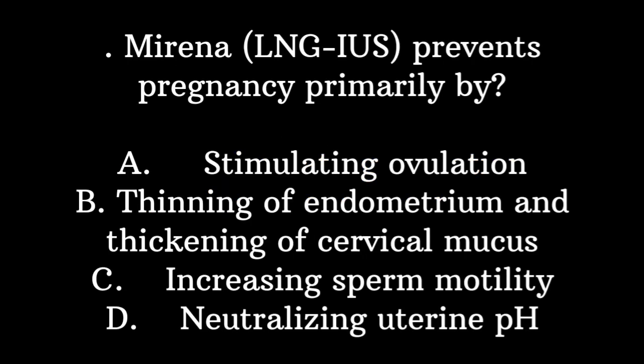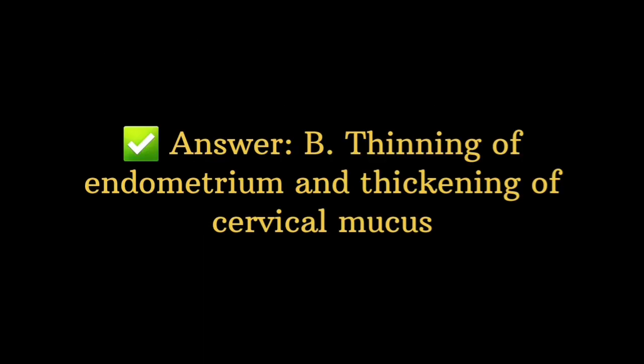Question: Mirena prevents pregnancy primarily by. Options: A. Stimulating ovulation, B. Thinning of endometrium and thickening of cervical mucus, C. Increasing sperm motility, D. Neutralizing uterine pH. And the correct answer is option B, thinning of endometrium and thickening of cervical mucus.